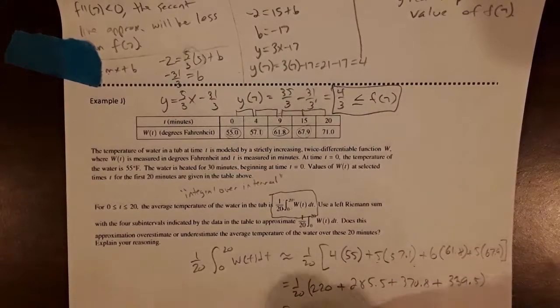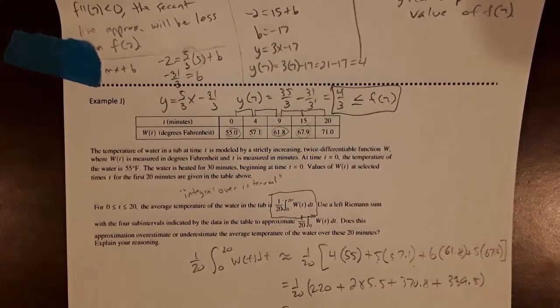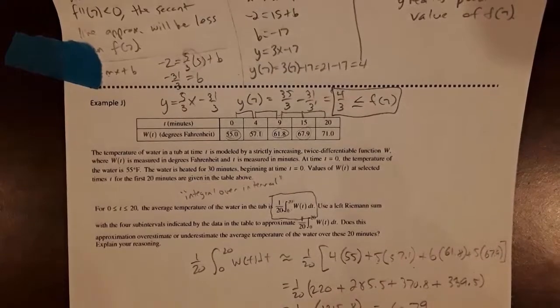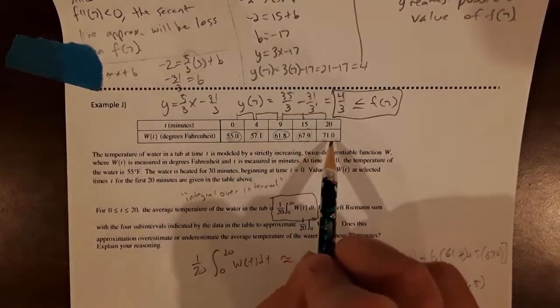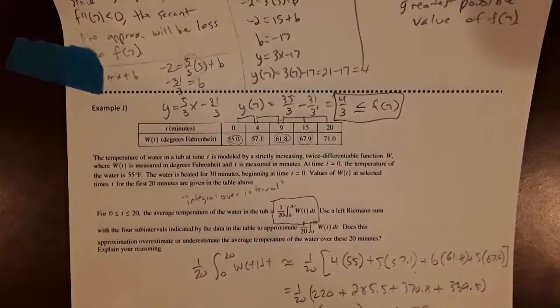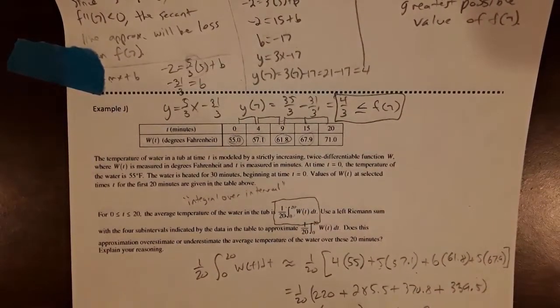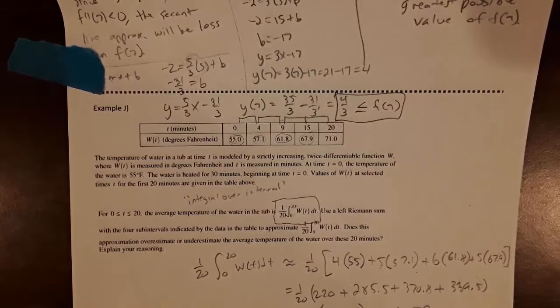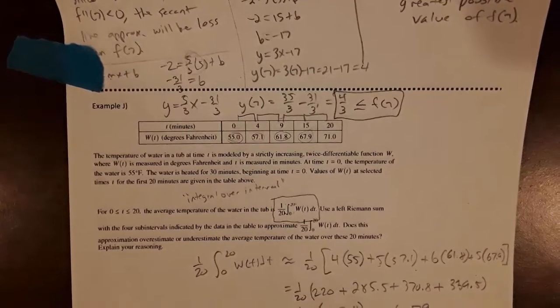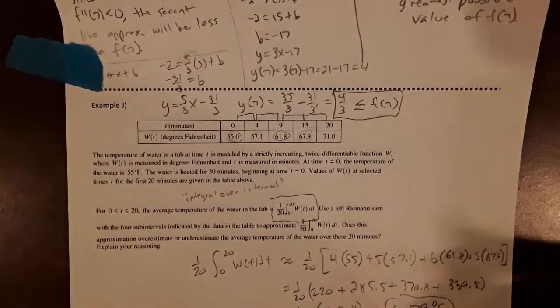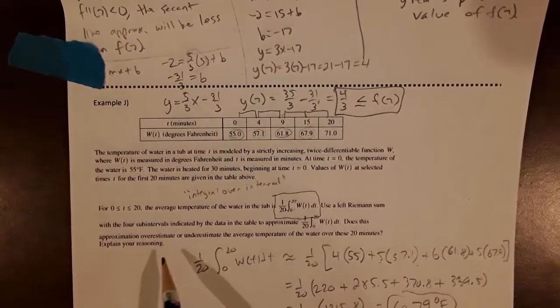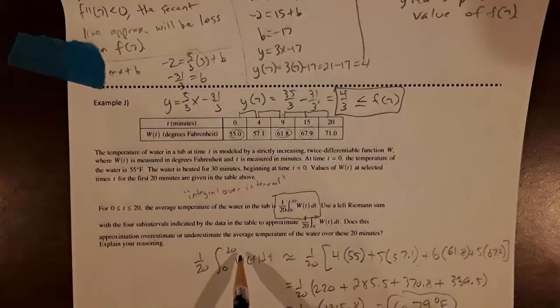This is a good calculator problem. But if you crunch all the numbers, you get 60.79, which is a fairly reasonable number when you compare it to what is actually in the table for those y values. It seems right in line with that. Then it says, does this approximation, I should label this too probably, this would be in degrees Fahrenheit. Is this approximation an overestimate or an underestimate of the average temperature?